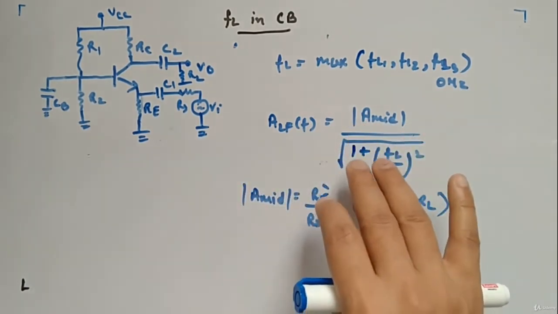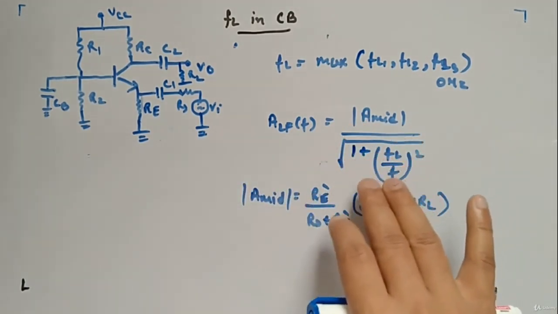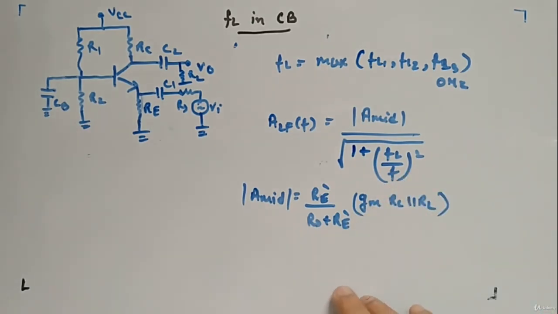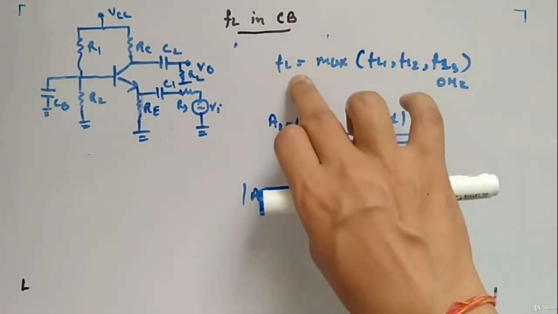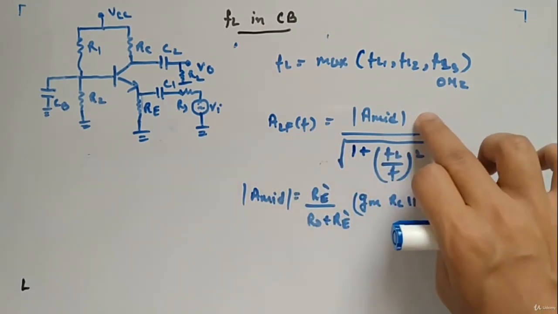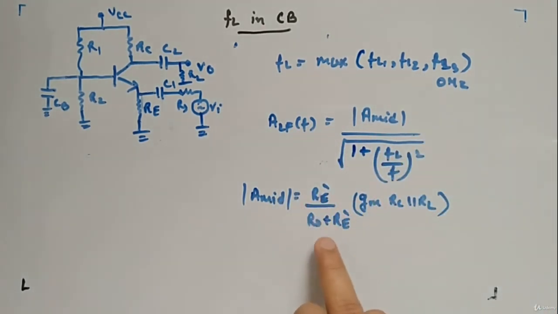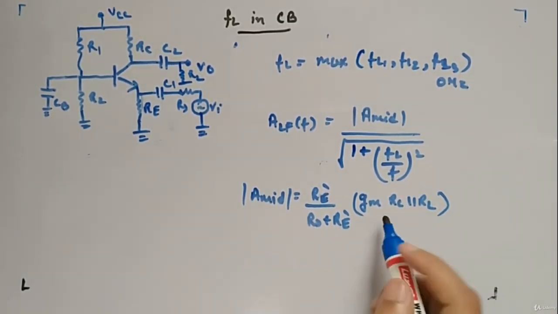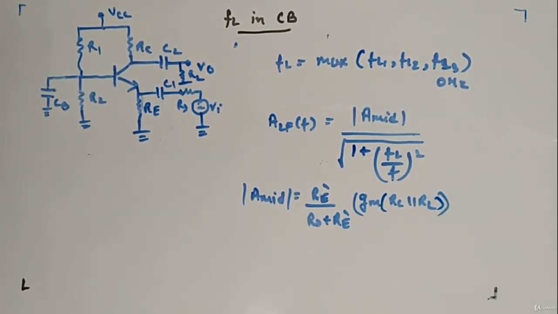Now you have your frequency response: magnitude of A mid divided by under root of 1 plus FL divided by F, whole squared. FL is known here, so for any frequency you can calculate. A mid, if you remember, is RE dash divided by RS plus RE dash, times GM, times RC parallel RL. So this is how you will calculate the low frequency response for common base.